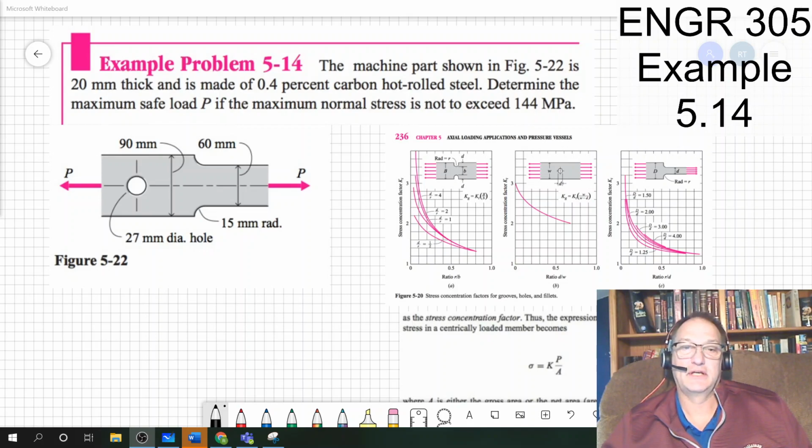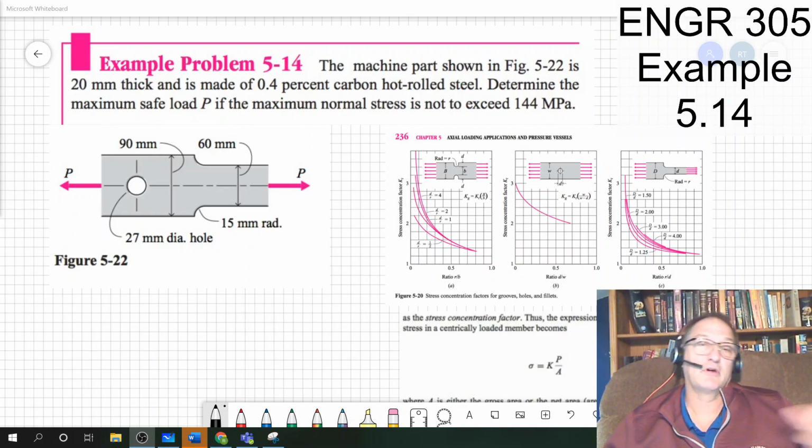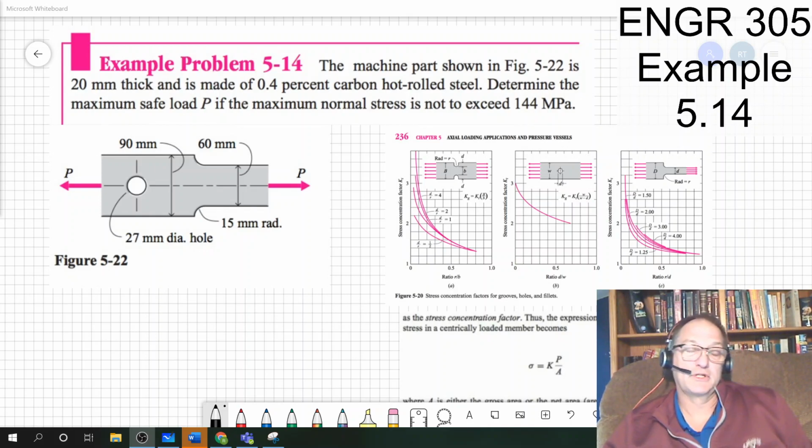Determine the maximum safe load P if the maximum normal stress is not to exceed 144 megapascals. I find it interesting in the problem statement that they're telling us the material and then they don't make us go look it up. They should have us flip into the front cover of the book, but whatever. Actually, if we're doing the problem in metric, that would be the back cover.